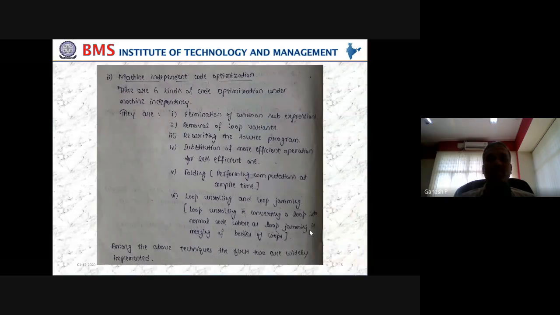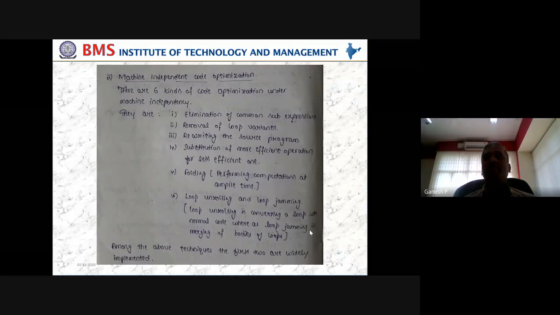So machine independent code optimization has five to six varieties, in which the first two are very important. That is elimination of common sub-expressions. We are discussing this as machine independent code, that means not depending much on the architecture here. So these things come under machine independent code optimization. First one, elimination of common sub-expressions.